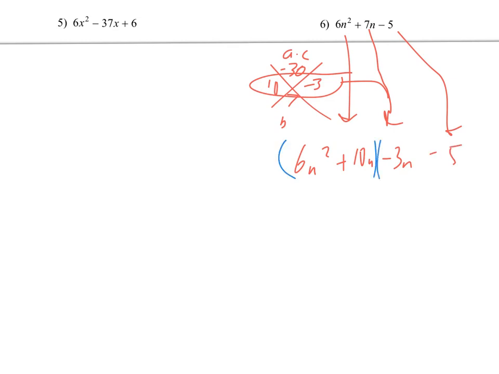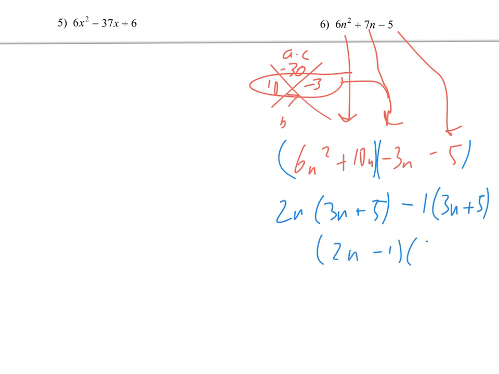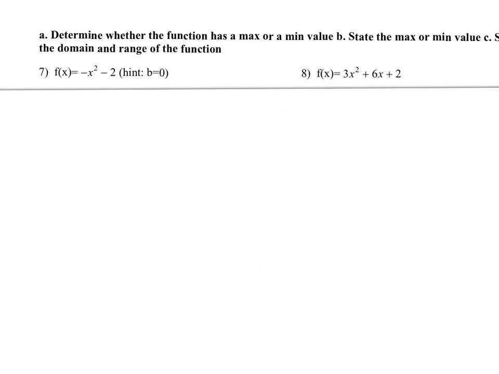So now I'm going to group these up, and then the first group I can take out 2n, which leaves me with 3n plus 5, and then the second group I'm going to take out a negative 1, which would also leave me with 3n plus 5. And so then I get 2n minus 1 times 3n plus 5, and that's it. I am done.